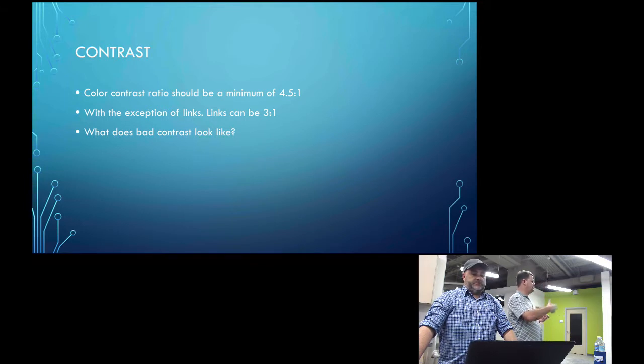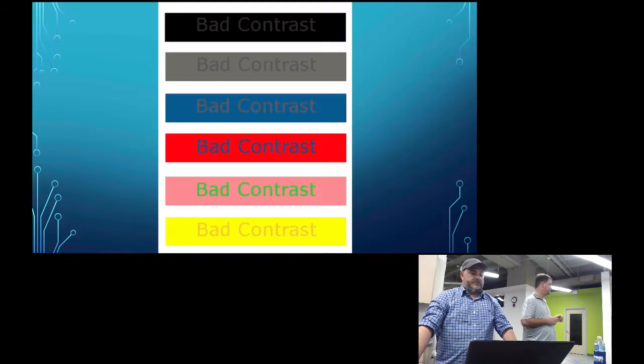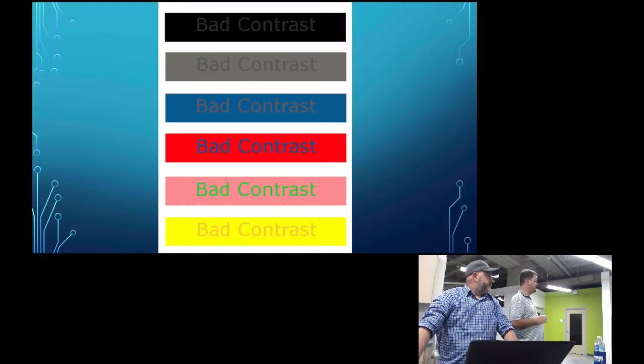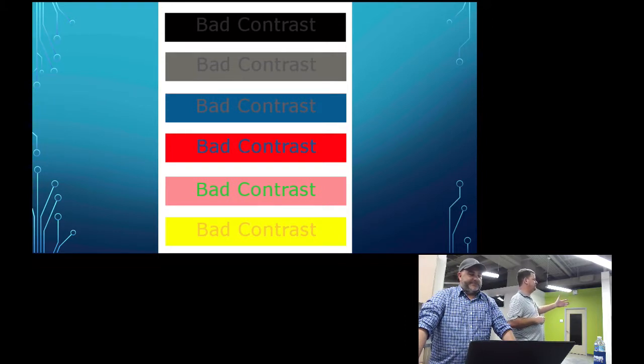So let's take a look at what an example of bad contrast looks like. Well, here's a great example. That's really bad contrast. I've got pretty good vision, and the bottom one is even kind of hard for me to make out. I'm sure in a few years it's going to be almost impossible for me to make out. So this gives you an example of what not to do when you're designing your website, okay?